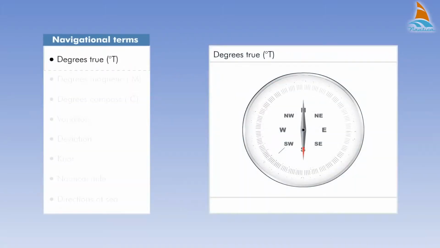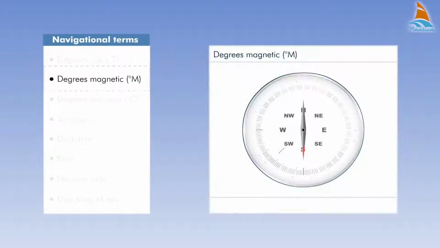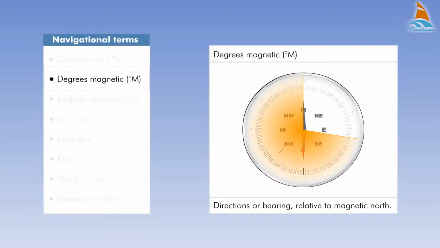Degrees true, T, stands for direction or bearing that is relative to true north. For example, 90 degrees true. Degrees magnetic, M, stands for direction or bearing that is relative to magnetic north. For example, 260 degrees magnetic. No correction for variation has been applied.